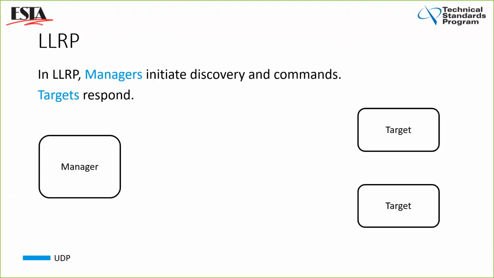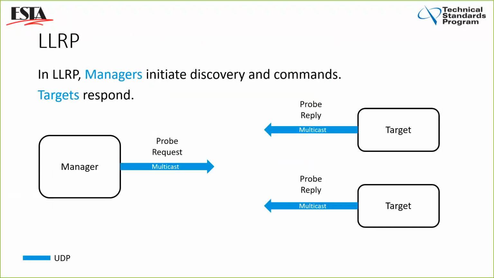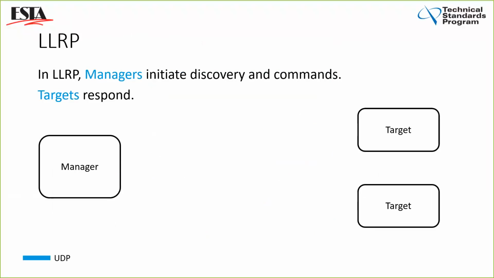So discovery in LLRP basically works like this. A manager will send a message called a probe request, which is sent to a multicast address. Any LLRP targets out there who are interested in operating on LLRP will be listening on that multicast address, and they'll both send what's called a probe reply, which the manager will receive. So the manager just receives all these probe replies and builds a list of all the targets that are out there. Once the manager has its list of targets, it can address each one of them individually with RDM commands.